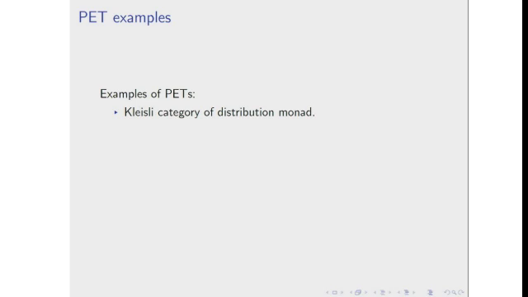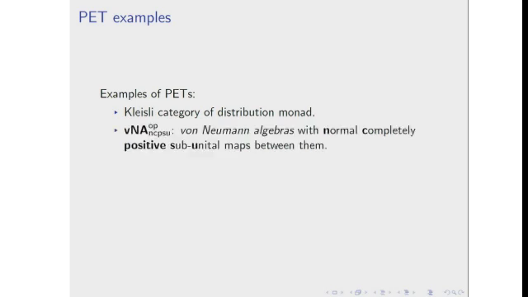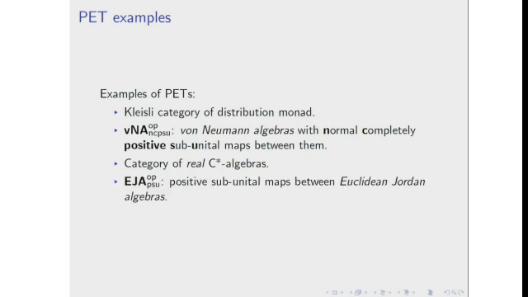Okay, so examples of such nice effectuses. Again, classical probability theory. The category of von Neumann algebras with these very particular maps between them. This is my example of infinite dimensional quantum theory. Also the category of real C-star algebras, so quantum theory over real numbers instead of complex numbers. And this thing called Euclidean Jordan algebras, which I want to say a bit more about.